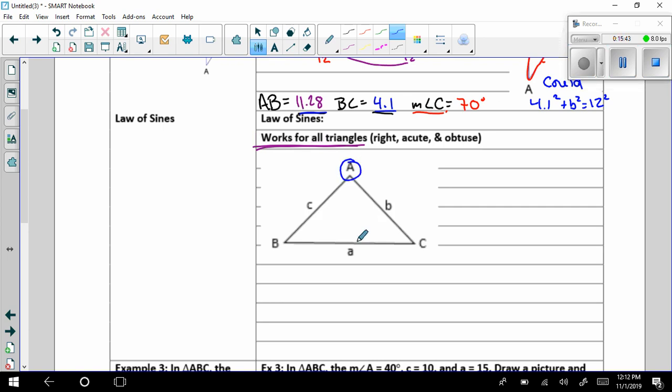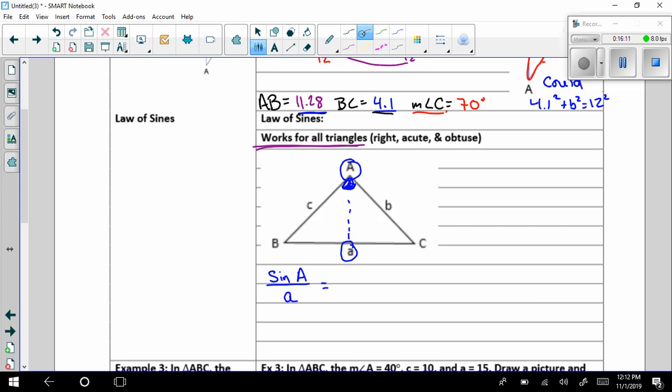Okay, so notice there is a capital A and a lowercase a. Capital A is talking about this angle here. This would be angle A or point A. And so that's where our trig functions come in. But you can set this up two ways. You're going to take your sine of your angle divided by the opposite side.